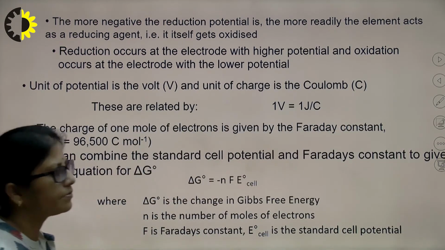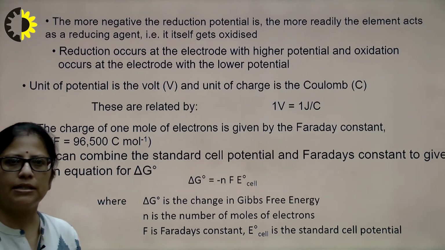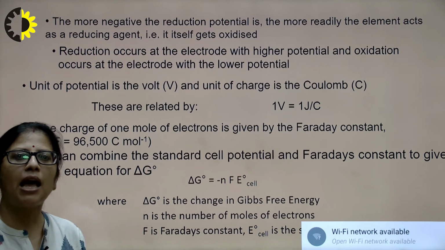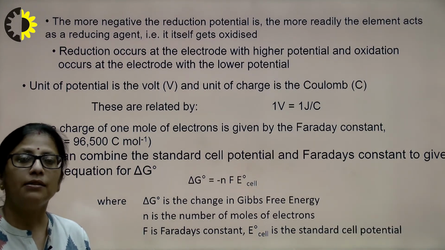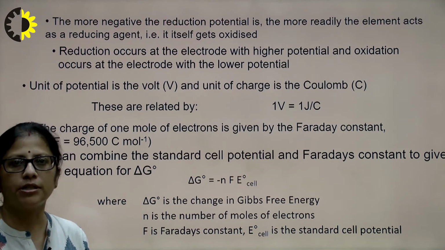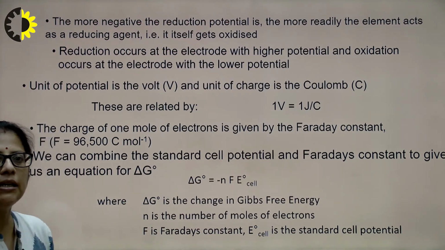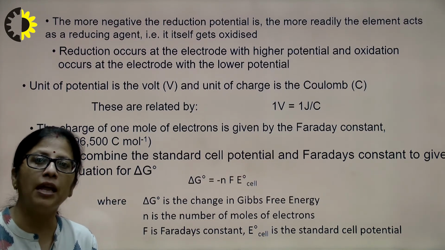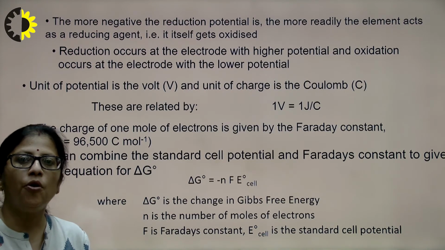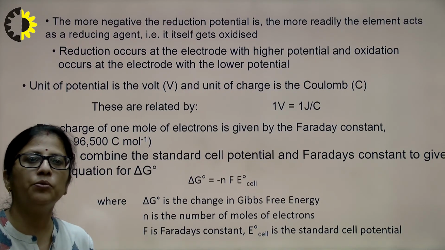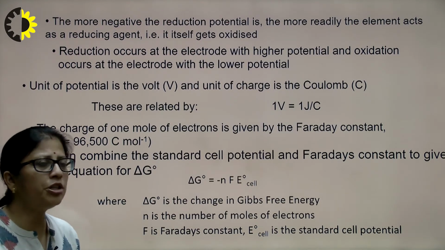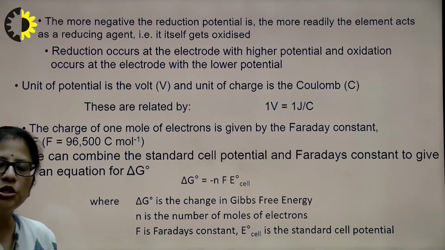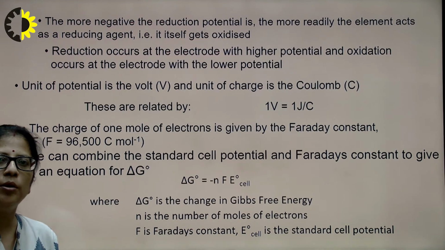Now, the more negative the reduction potential is, the more readily the element acts as a reducing agent, that is, it itself gets oxidized. The higher the negative reduction potential, the more the element has a tendency for self oxidation, and it will undergo self oxidation and will reduce the other one. Reduction occurs at the electrode with higher potential, and oxidation occurs at the electrode with lower potential.